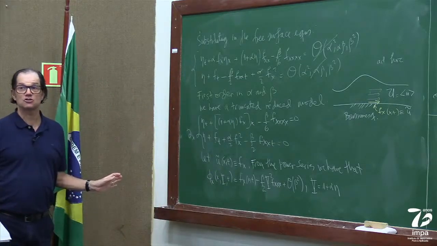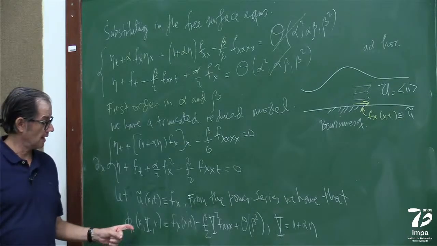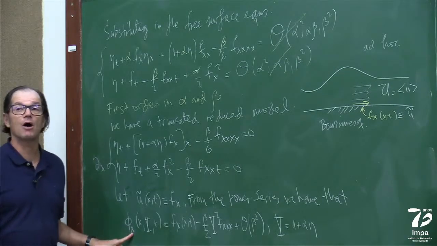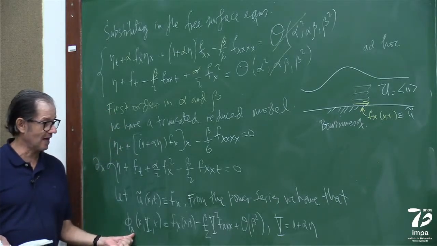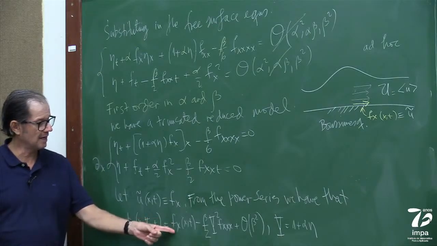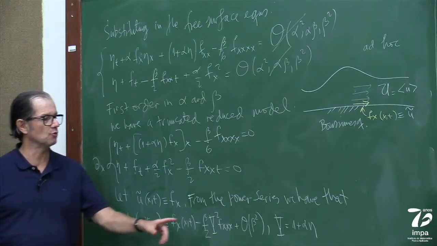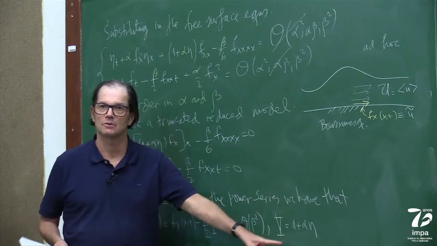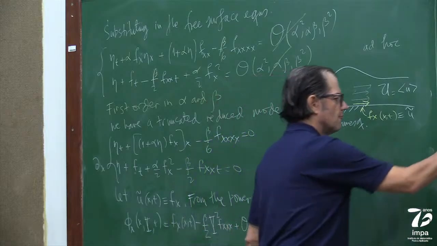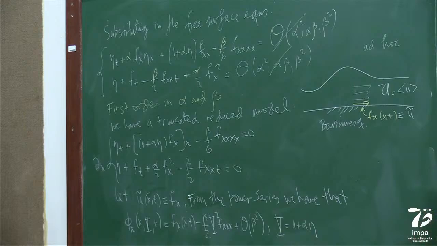So look, this is just notation. These are the first terms of the power series. What did I do? I differentiated the power series in terms of x, because I need to get horizontal speeds, and I am evaluating it at capital Y, which is the free surface, so that I can define the following. This is just notation.